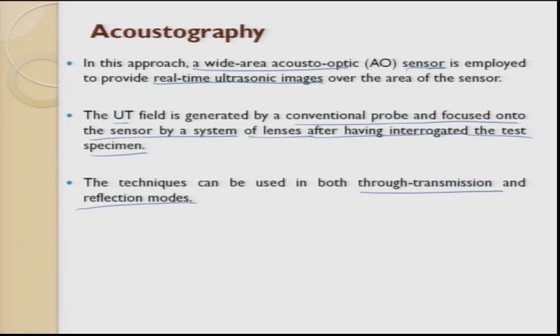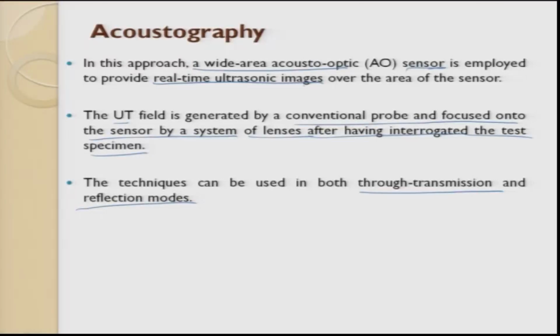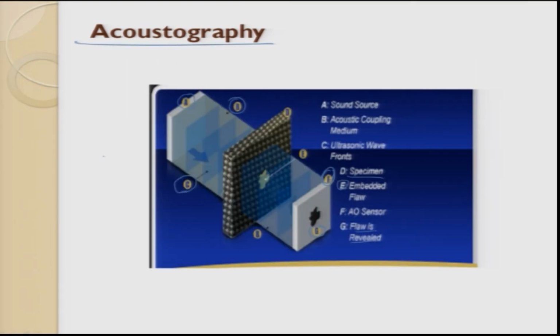So, as I said, an acousto-optic sensor is employed to provide a real time ultrasonic image over the area of the sensor. Here the ultrasonic testing field is generated by a conventional probe and focused onto the sensor by a system of lenses, after having interrogated the test specimen. So, what you get in the AO sensor is the image of the test specimen.